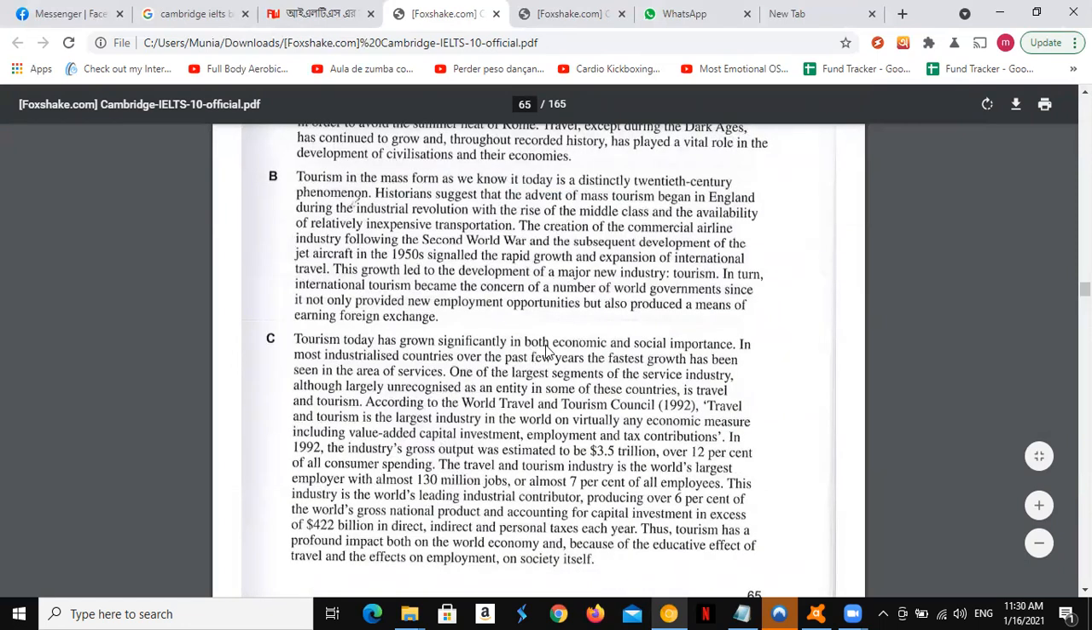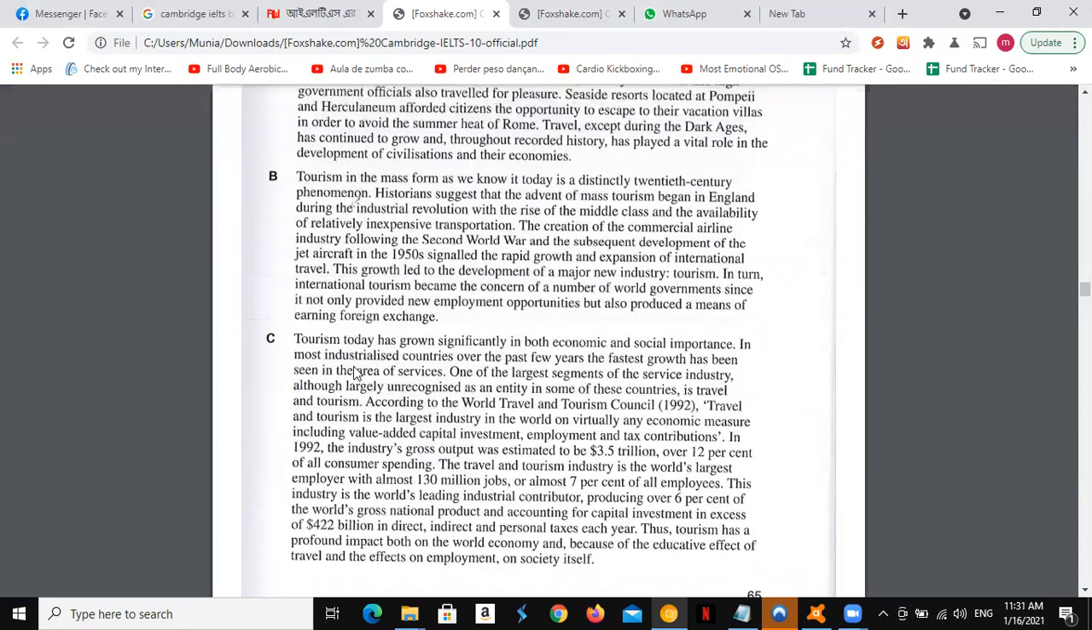Tourism today has grown significantly in both economic and social importance. In most industrialized countries over the past few years, the fastest growth has been in the area of service, one of the largest segments of the industry, although largely unrecognized in the entirety of some of those countries. There is some tax data here, which you can skip, and start reading from here. This industry is the world's largest leading industry, contributing over 65 percent and so on. Thus, tourism has a profound impact both on the world economy and, because of the educative effect of travel, on employment and on society itself. This is the key point, and it is very important for you to understand.